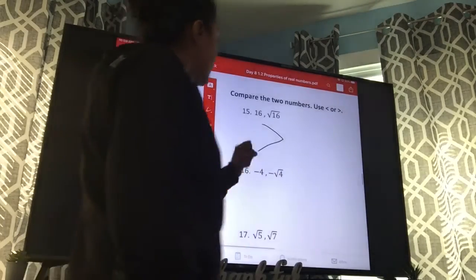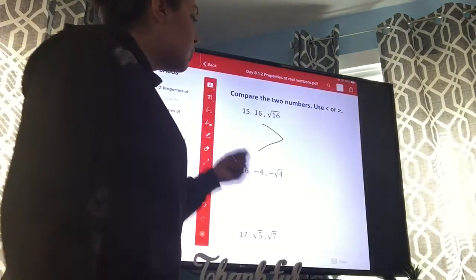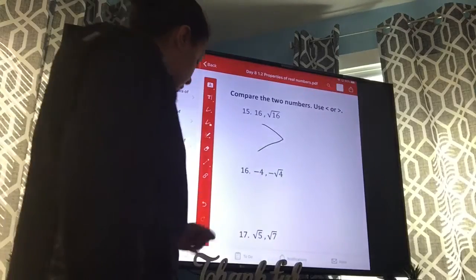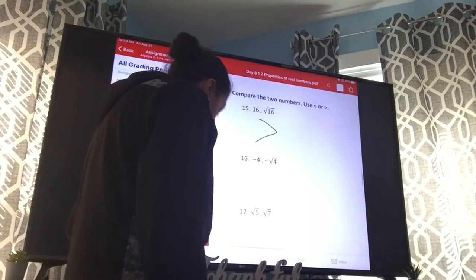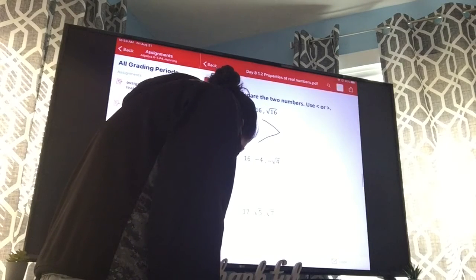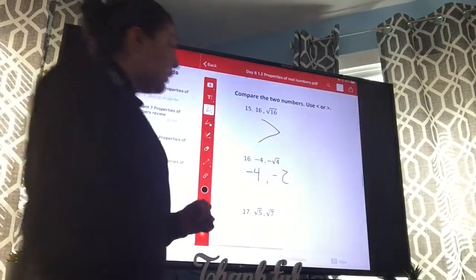So we got -4 and a negative square root of 4. What's the square root of 4? 2. So it's really -4 and -2. Which one is bigger?